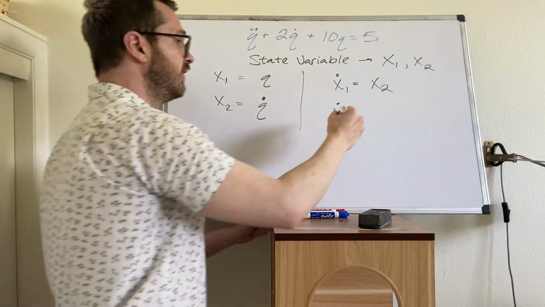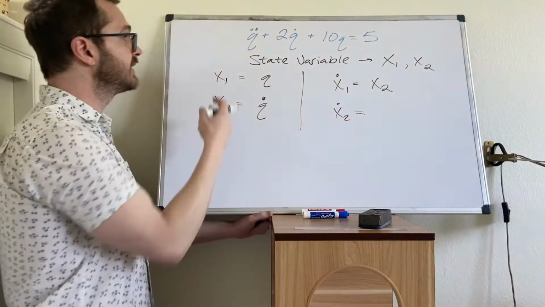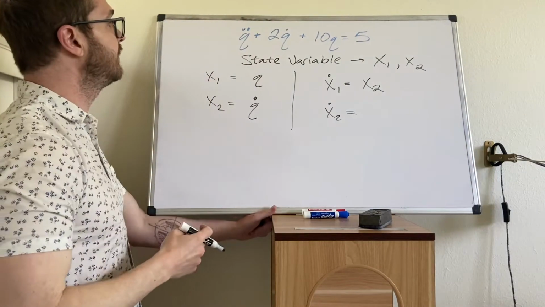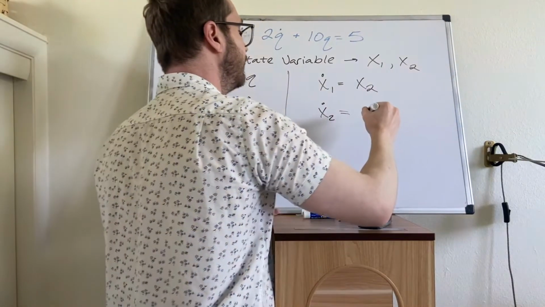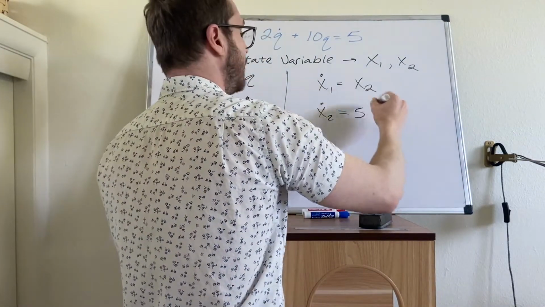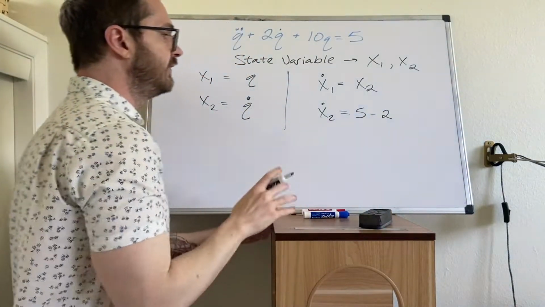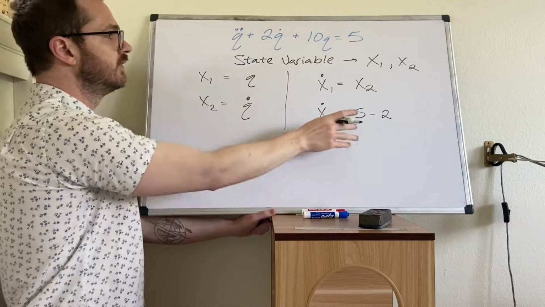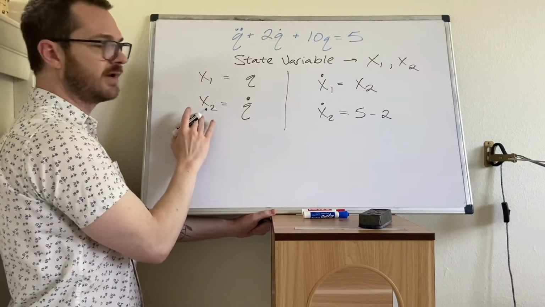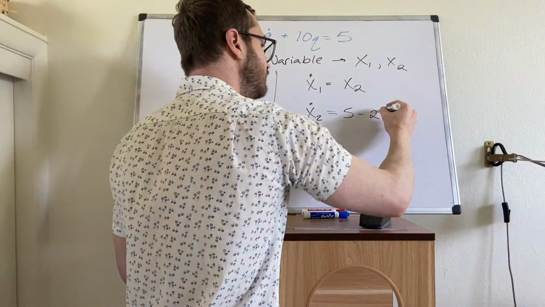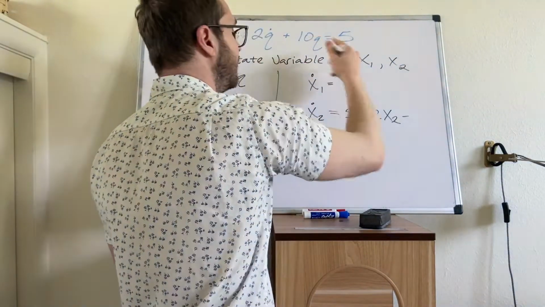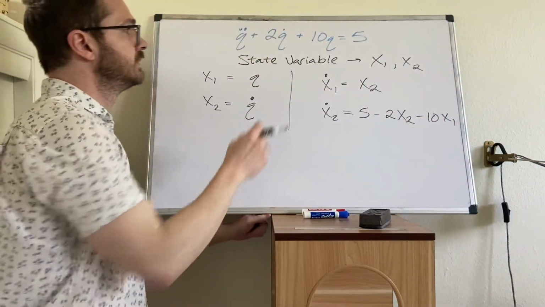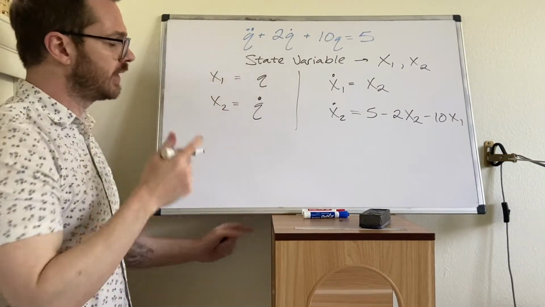So what is q double dot? We actually have an equation for q double dot. That was our original differential equation. So I can say q double dot is equal to 5 minus 2. Now I don't want any q's in these differential equations. So it's 2 times q dot, which is x2, and then minus 10 times q, which is x1. Q is x1. Okay.